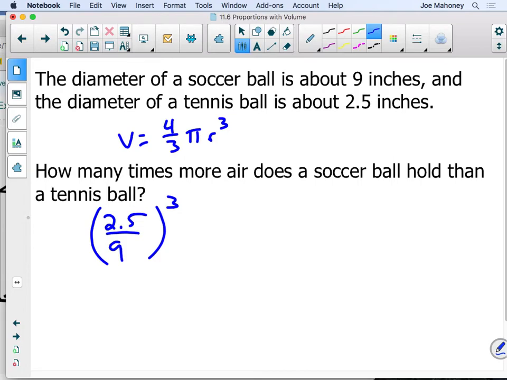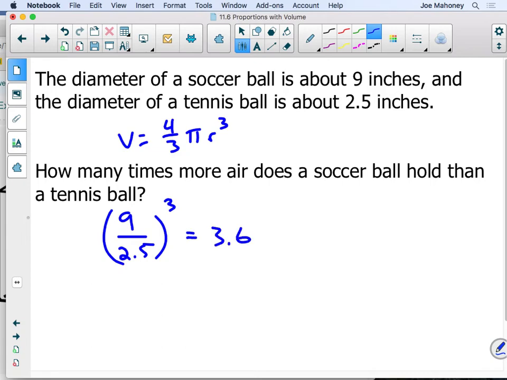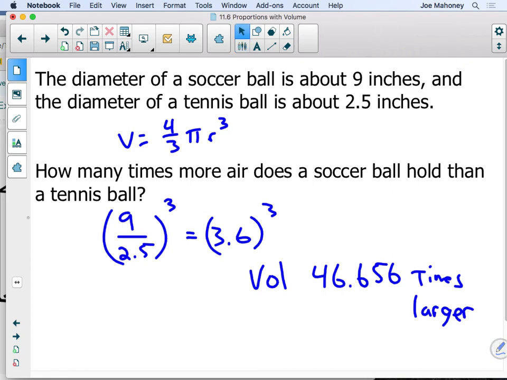If I cube 2.5, I get 15.6. I should actually be doing this the other way around because I want to know how many more times the soccer ball is compared to the tennis ball. So if I do 9 divided by 2.5, I know that the diameter is 3.6 times bigger. If I now cube 3.6, the volume of the soccer ball is about 46.656 times larger. Pretty darn big there. Yeah, so if you know the ratio of the diameters, you know the ratio of the volumes. Pretty cool stuff.